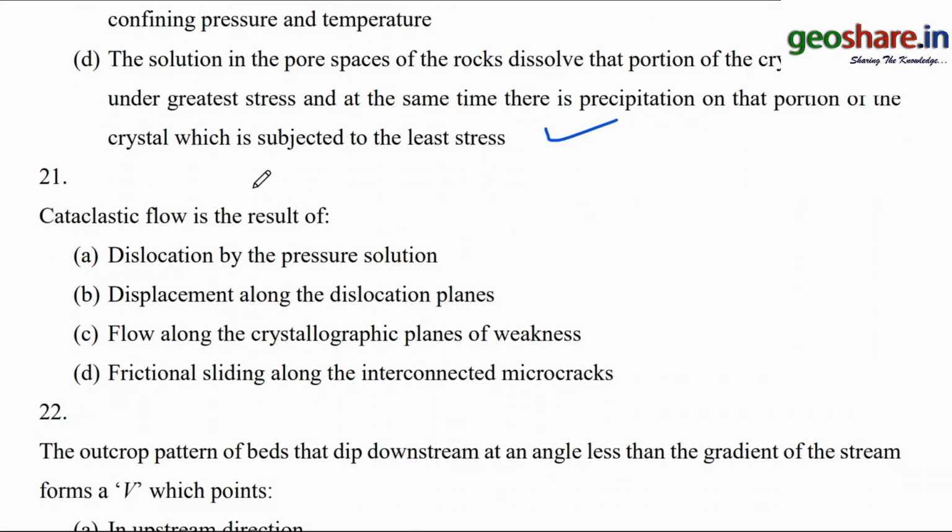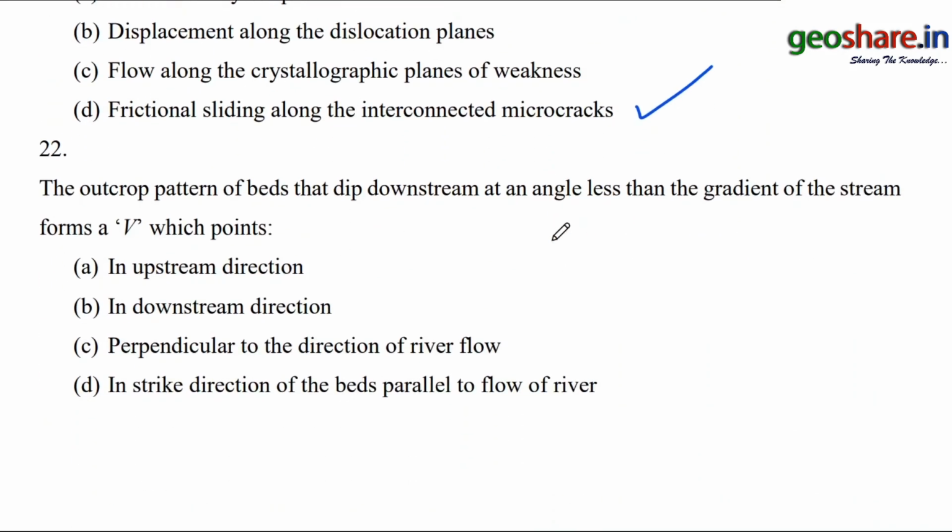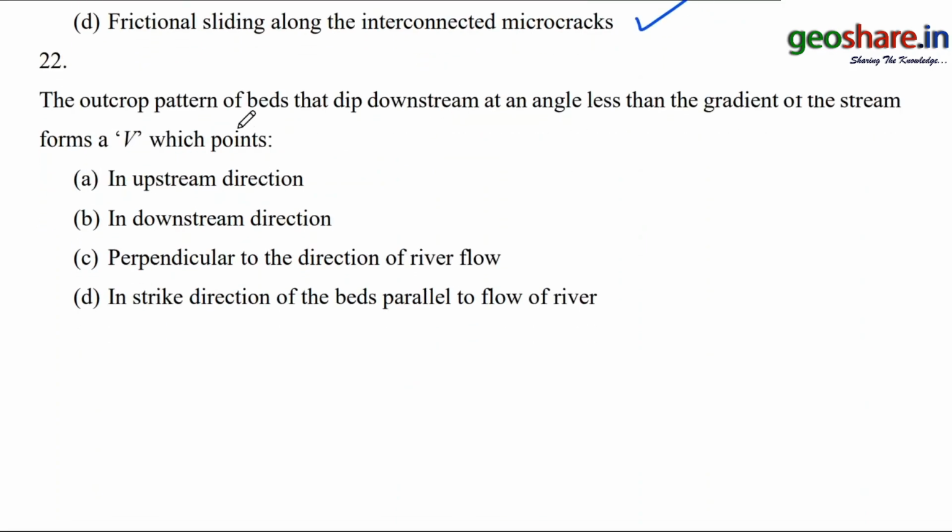Cataclastic flow is the result of frictional sliding along the interconnected microcracks. The outcrop pattern of a bed that dips downstream at an angle less than the gradient of the stream forms a V which points in the upstream direction.